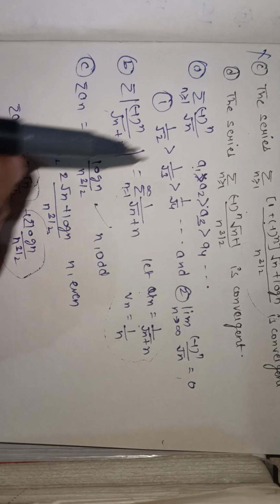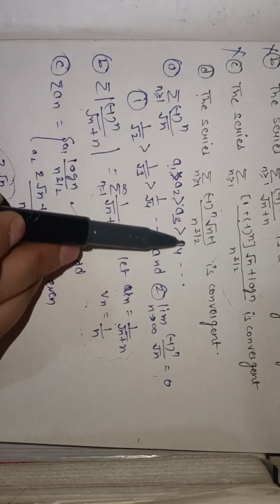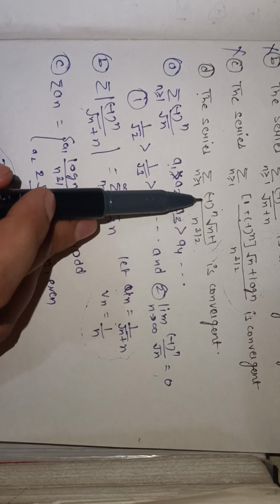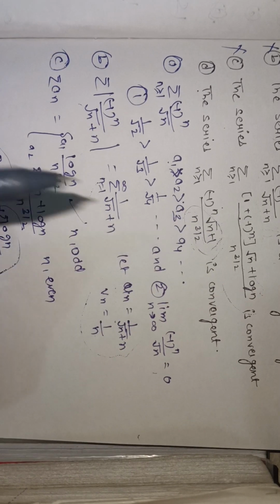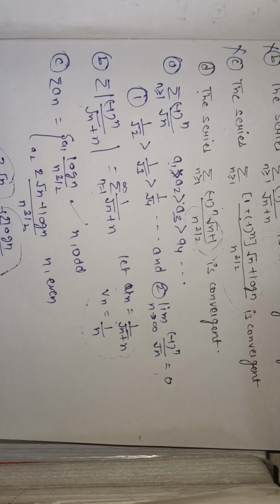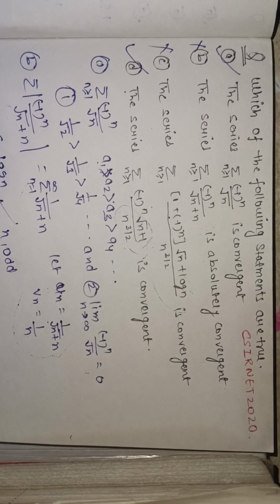Next we have to see the fourth option. This series is also convergent. Same by the Leibniz test, this is an alternating series, so we use the Leibniz test: each term is decreasing and the limit as n tends to infinity is equal to 0. So this series is also convergent. So options A and D are correct.